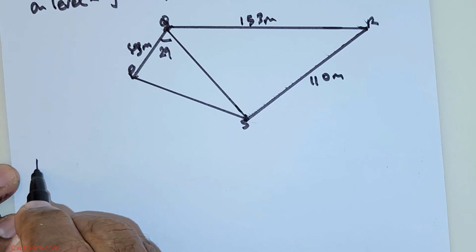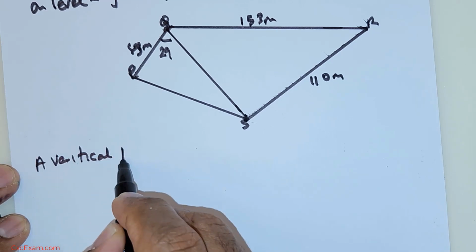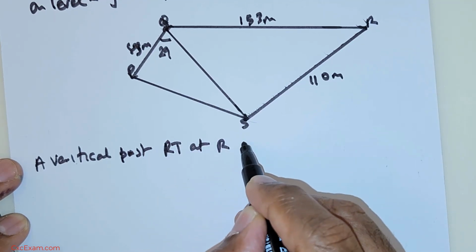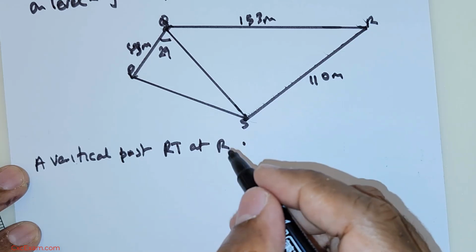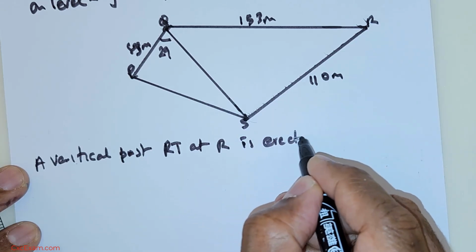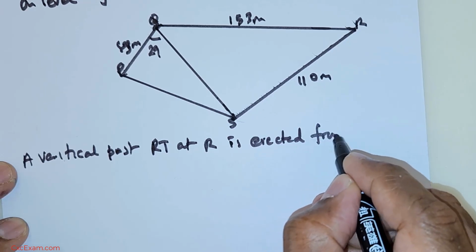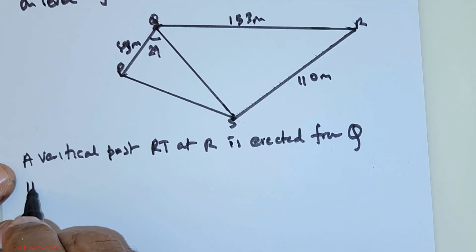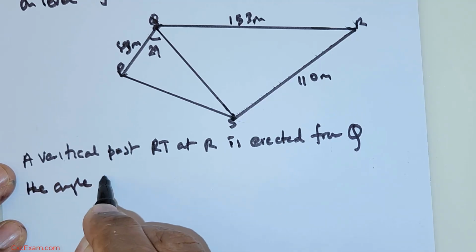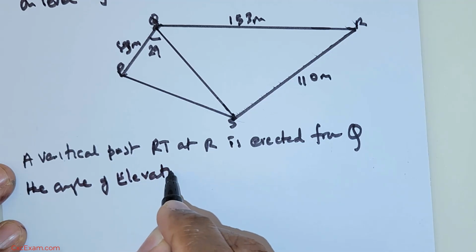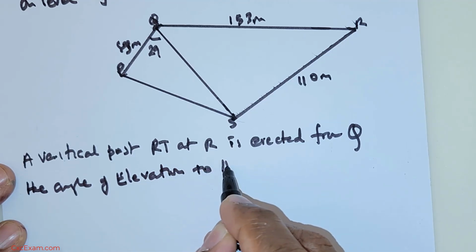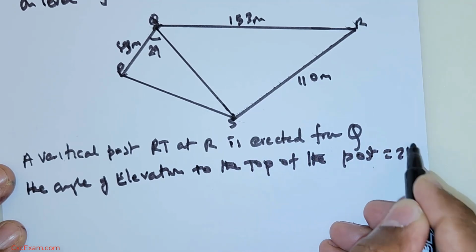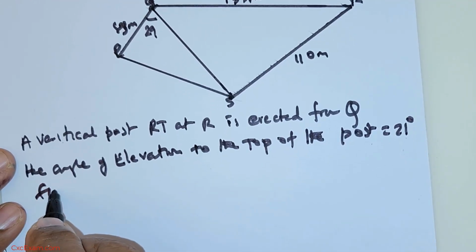Now a vertical post RT at R is erected from Q. The angle of elevation to the top of the post is 21 degrees. Find the height of the post.